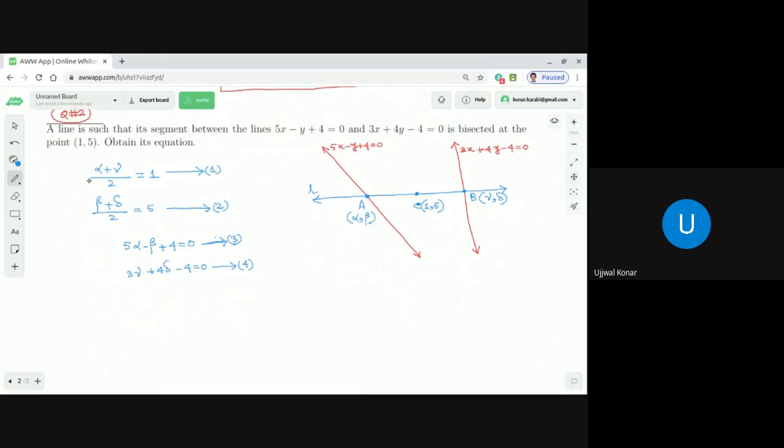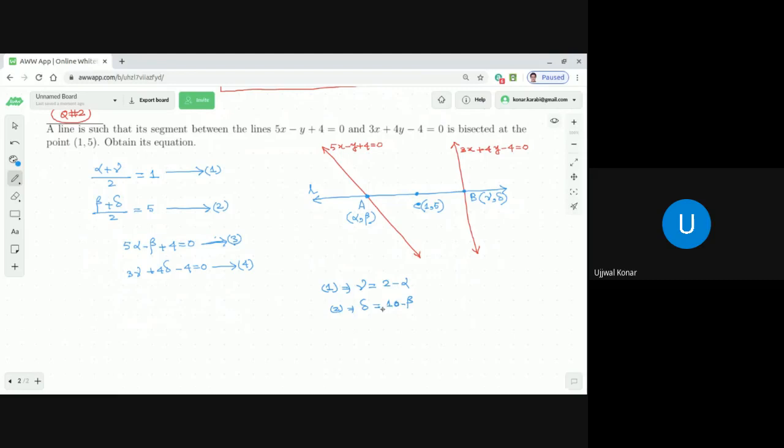By the way, from equation 1, you can find the value of gamma in terms of alpha. Correct? From equation 1, gamma is equal to 2 minus alpha. And from equation 2, we can find the value of delta in terms of beta. Delta is equal to 10 minus beta.